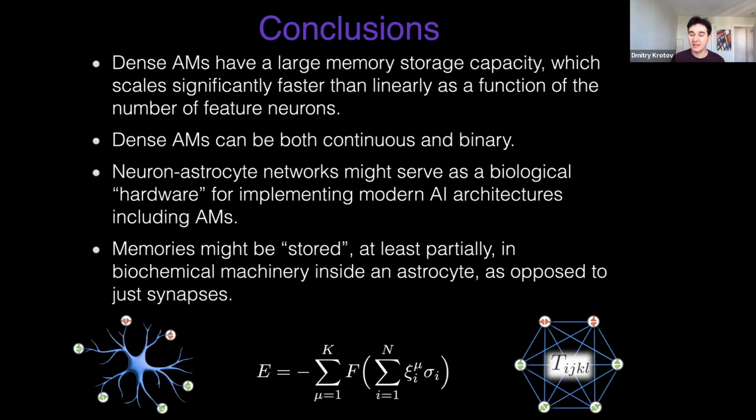Neuron-astrocyte networks may serve as a very appealing biological hardware, so to speak, for implementing dense associative memories in the brain. You can certainly implement dense associative memories without astrocytes, but in some sense, astrocytic implementation is in certain ways more economical and more beautiful than purely neuronal implementations.